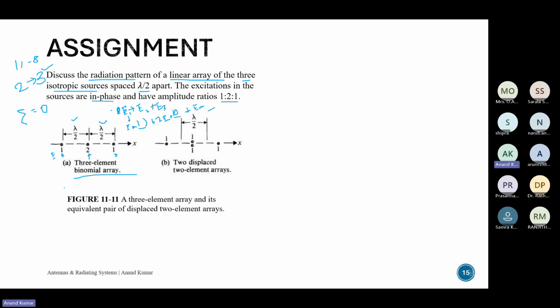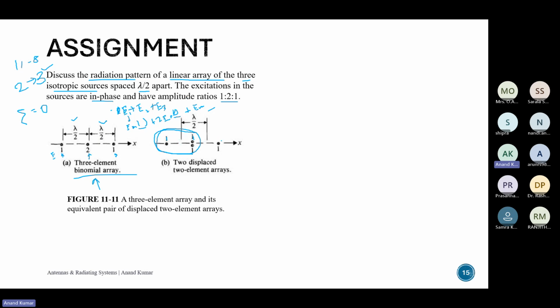So this is the problem, and then we have to solve this. One of the ways that we can do is, we have already calculated the array pattern for a two element array, right? So we have done this where we have two elements, and both of them have the same excitation and magnitudes, and they are in phase.